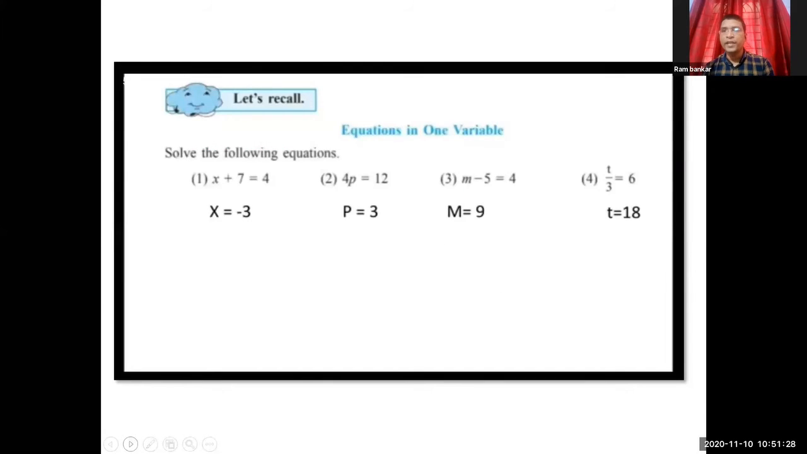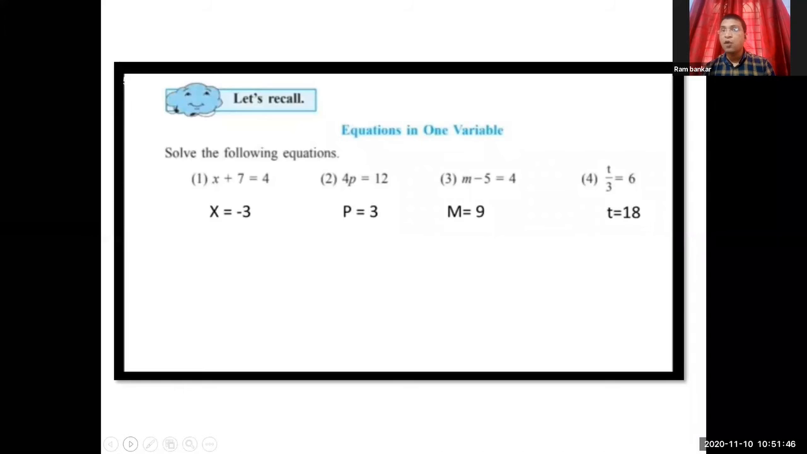Equation in one variable. This is also a very important topic. Solve the following equations. Look at the first. There are 4 equations given. x plus 7 is equal to 4. Then how is it? We find x is equal to minus 3.